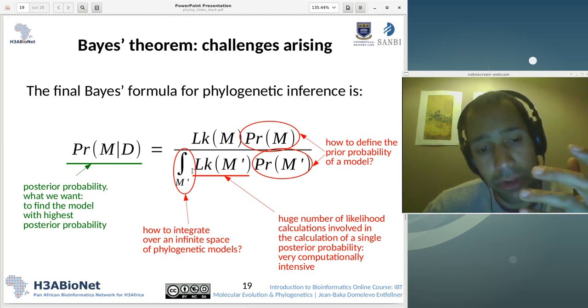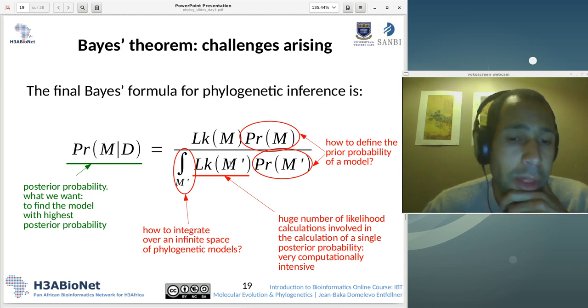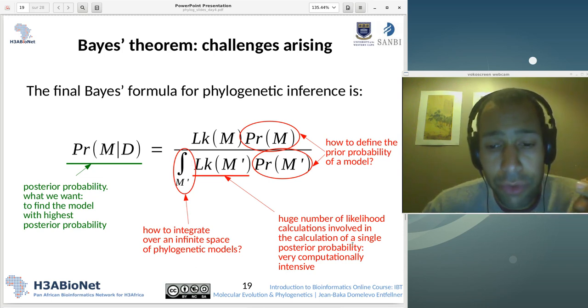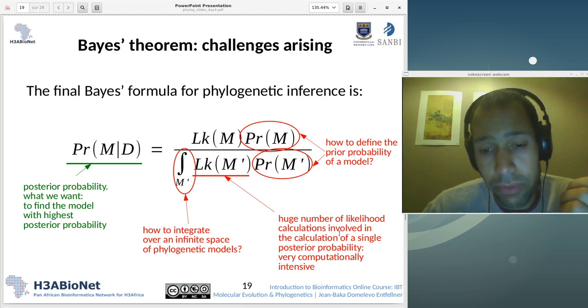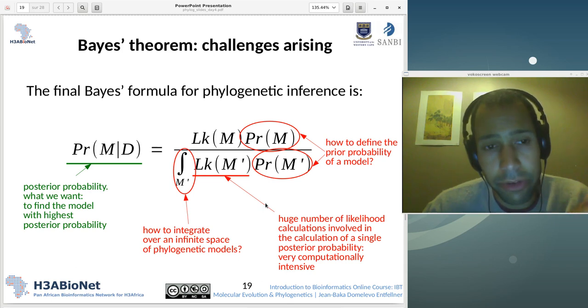And if we do this, even if we transform this infinite sum into a finite sum, approximating it, we'll have a huge number of likelihood calculations involved for the calculation of a single posterior probability, okay? So it's very computationally intensive. And that's the main disadvantage of the Bayesian framework.